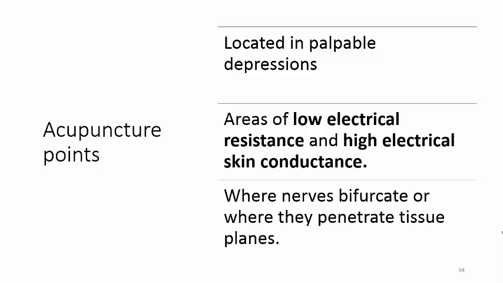So what does this mean? Where are acupuncture points? If we think about it, they are located usually in palpable depressions. They are in areas of low electrical resistance and high skin conductance. And they tend to be where nerves bifurcate or where they penetrate tissue planes.